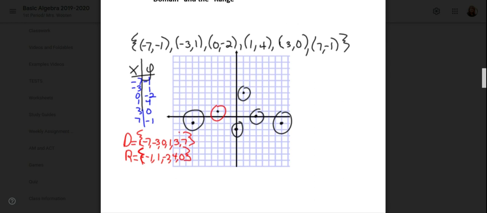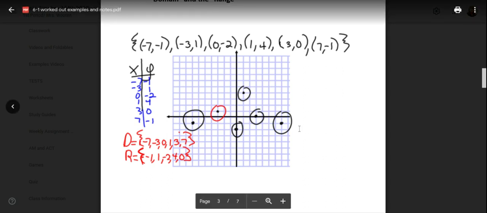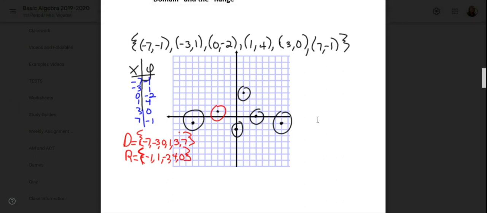And then the domain, again, is the set of all the x coordinates from least to greatest, and we don't repeat. If there's any that repeat, we only write them one time. Okay. The range is the set of all y coordinates from least to greatest. In this set, there are 2 -1 y values, so we only write that -1 value down once. Now, I would like you today on your classwork to write those from least to greatest.